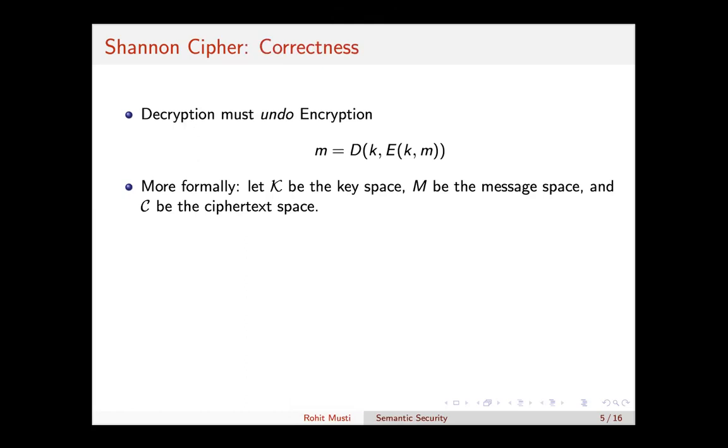And I'm also going to define this encryption system a little bit more formally. So let's let K be the key space, M be the message space, and C be the ciphertext space. The encryption takes K and M, performs an operation on them, and produces the ciphertext C. D takes the key space K and the ciphertext space C, and produces the message space M.